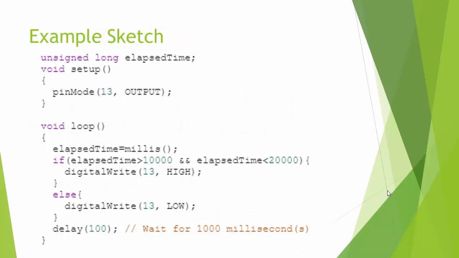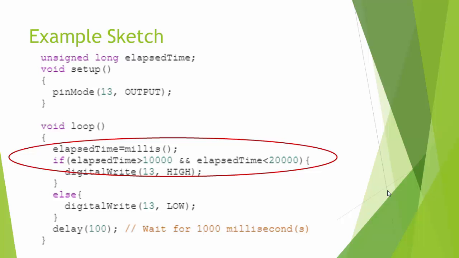So here's an example sketch here, and really you can unpack all of this at a later point. I just want us to look at this value right here. Okay. So we retrieved the elapsed time in our loop, and then we immediately used that elapsed time inside an if statement. So if the elapsed time is greater than 10,000, in other words 10 seconds, and the elapsed time is less than 20,000, in other words less than 20 seconds, then in this case our pin 13 is going to go to high.